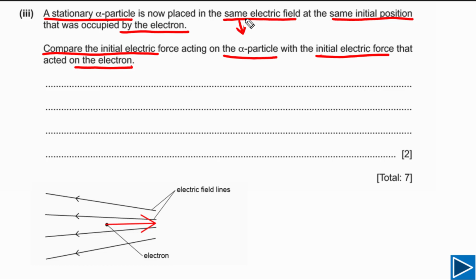It is given to us that the electric field is the same. It simply tells us that E is the same. Electric field is the same. So this is the first thing.